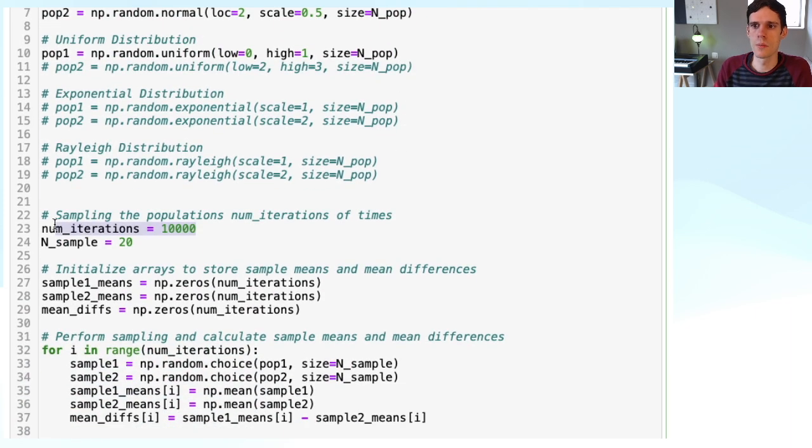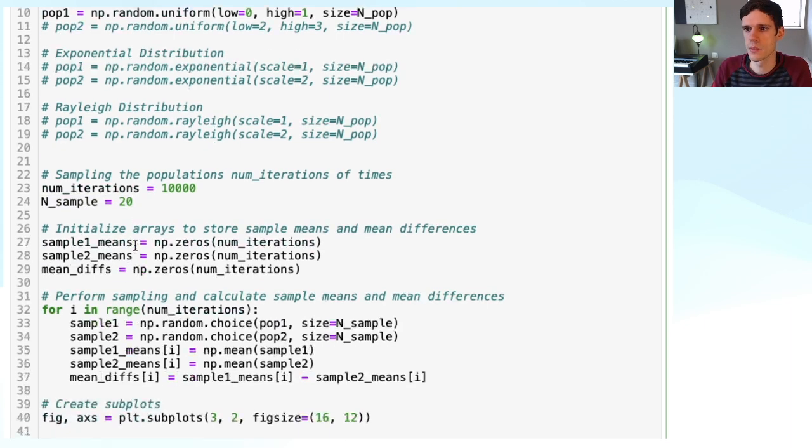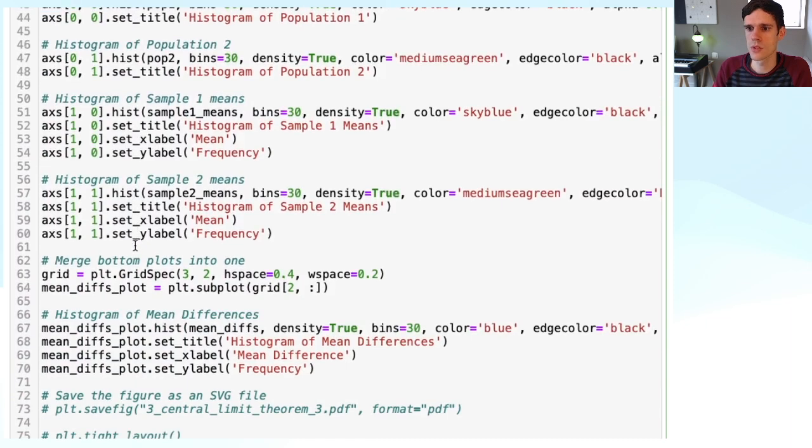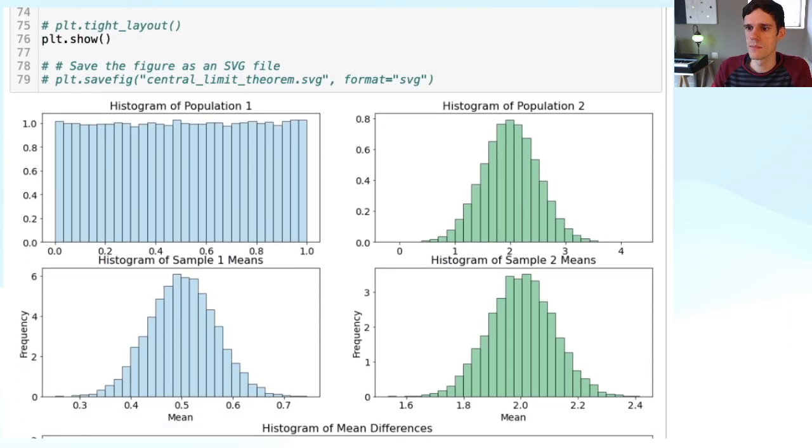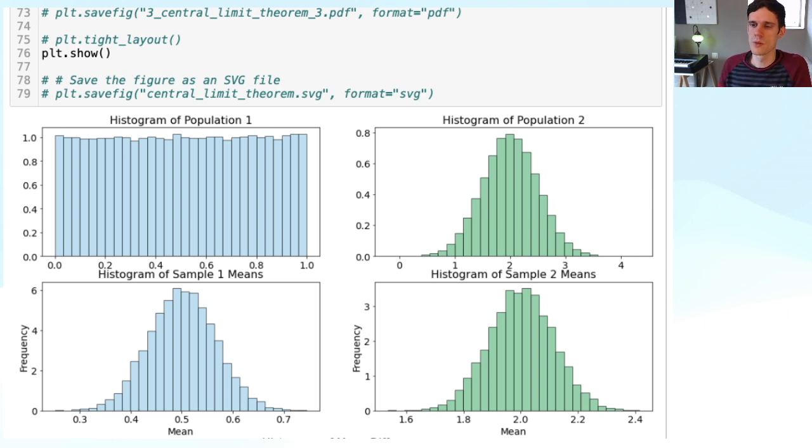Here we set the number of samples that we will take from each population. And this is the sample size, the number of data points in each sample. And the rest is all exactly the same. We don't have to change anything. So we can just run this cell. And now we see the same thing as before, but with a population that is clearly not normally distributed. Here, population 1 is uniformly distributed.